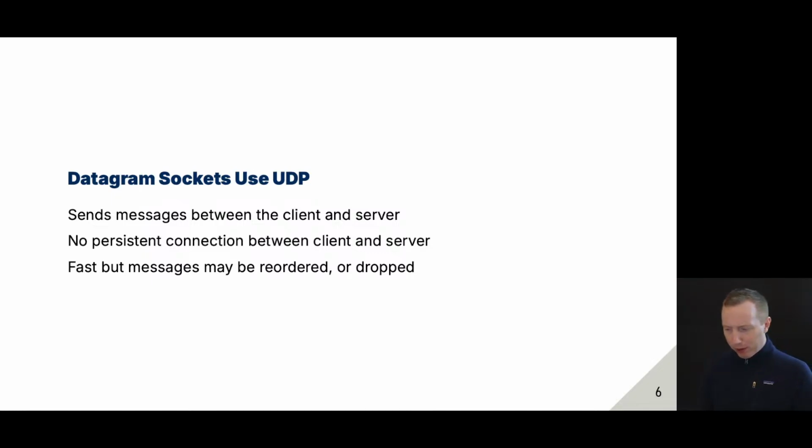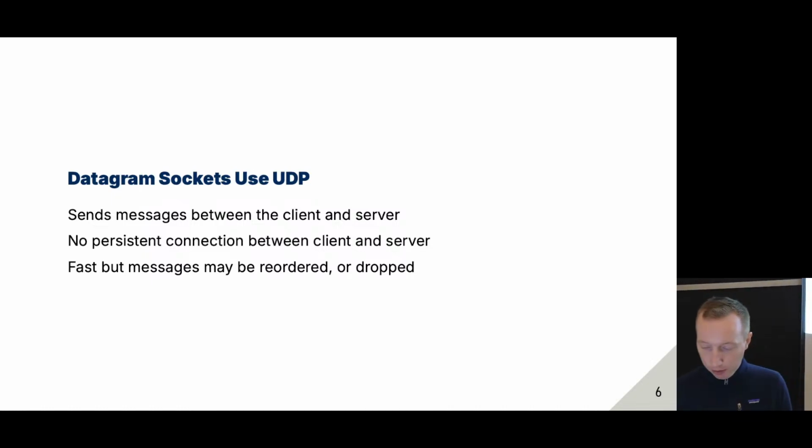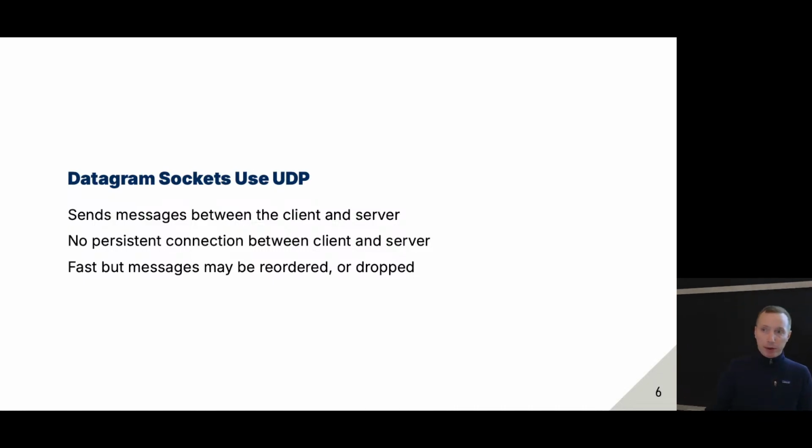And then, yeah, the question, why can't TCP just attach the sent time to each packet? So TCP will do something like that, and that's how it will know. UDP, well, UDP doesn't have a persistent connection, so it's going to be fast. Messages might be reordered or dropped.